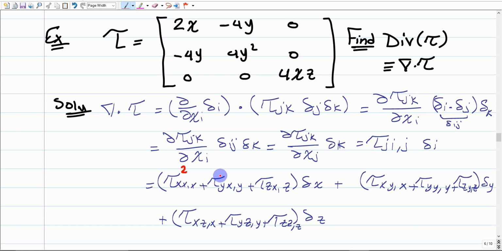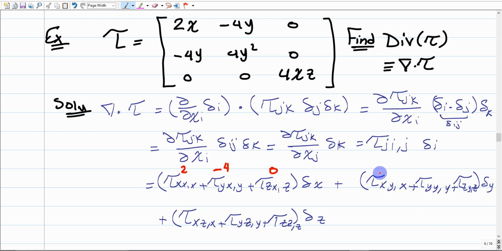How about the derivative of tau yx? What is tau yx? This term. With respect to y, this should give us negative 4. What is the derivative of tau zx? Zx, this term is already 0, so there is no derivative, so it's going to be 0.